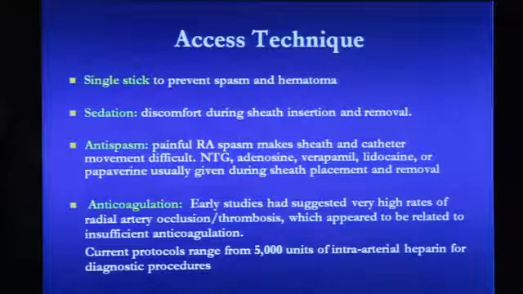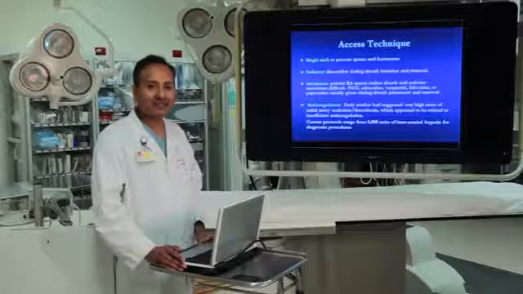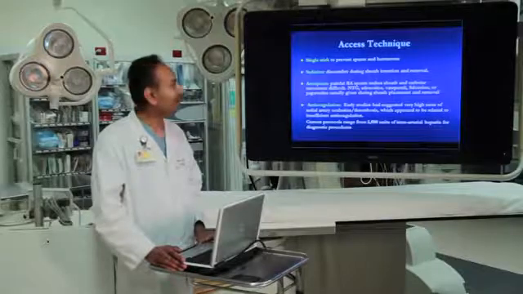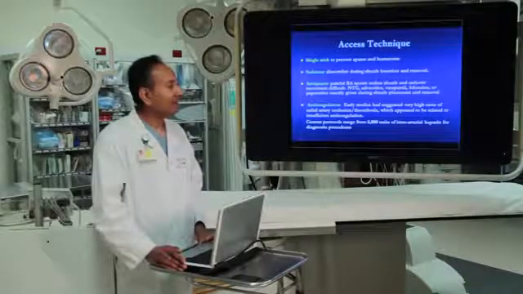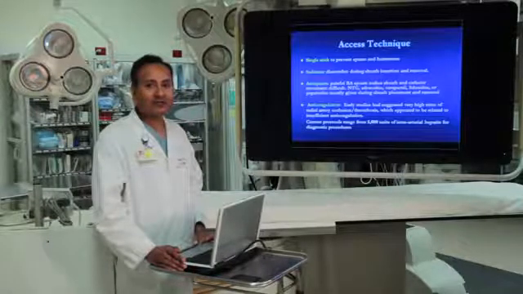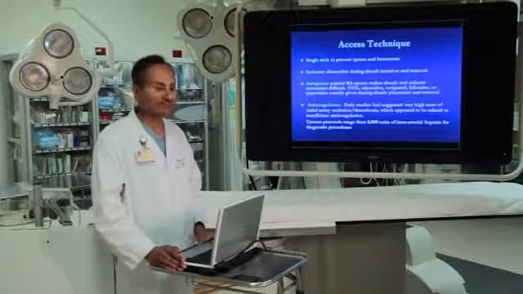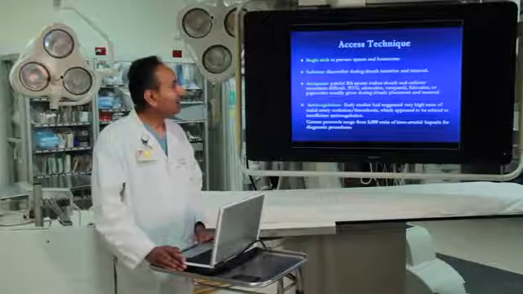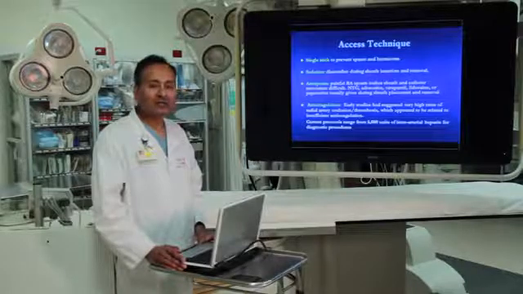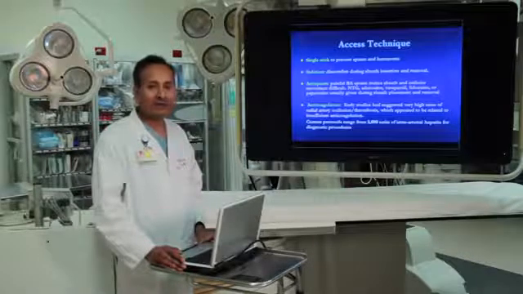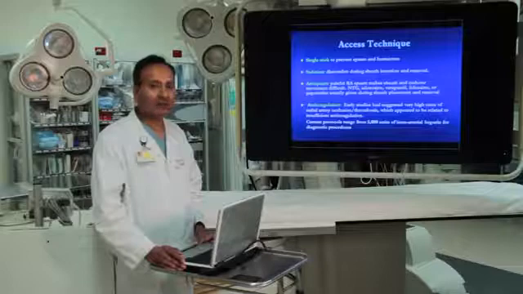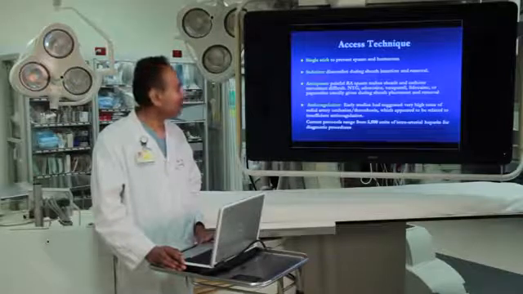Spasm can be reduced by intra-arterial antispasmodic agents such as nitroglycerin, verapamil, adenosine, or lidocaine. We have found that just the use of intra-arterial verapamil or nitroglycerin is sufficient. These agents can also be given during the case and even at the end of the case, prior to removal of the radial artery sheath.